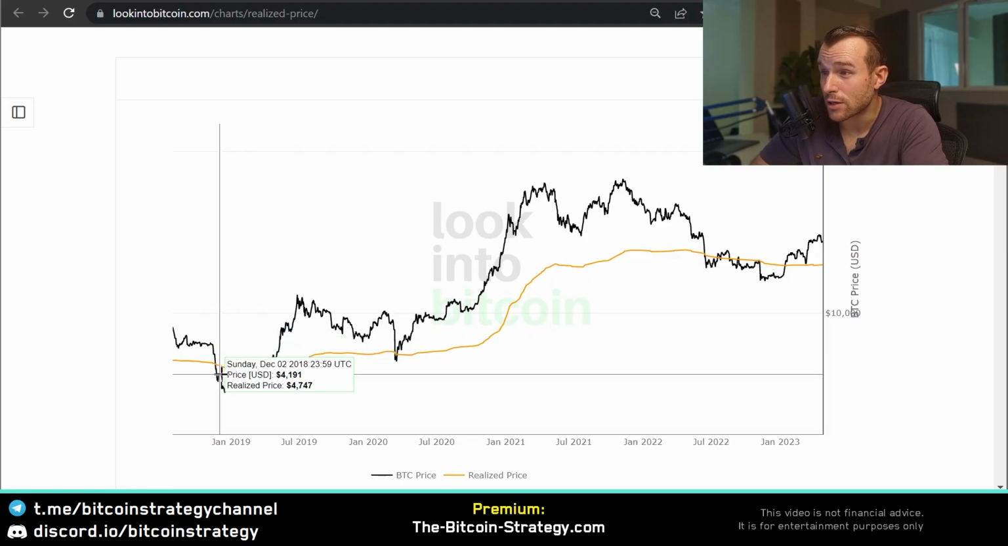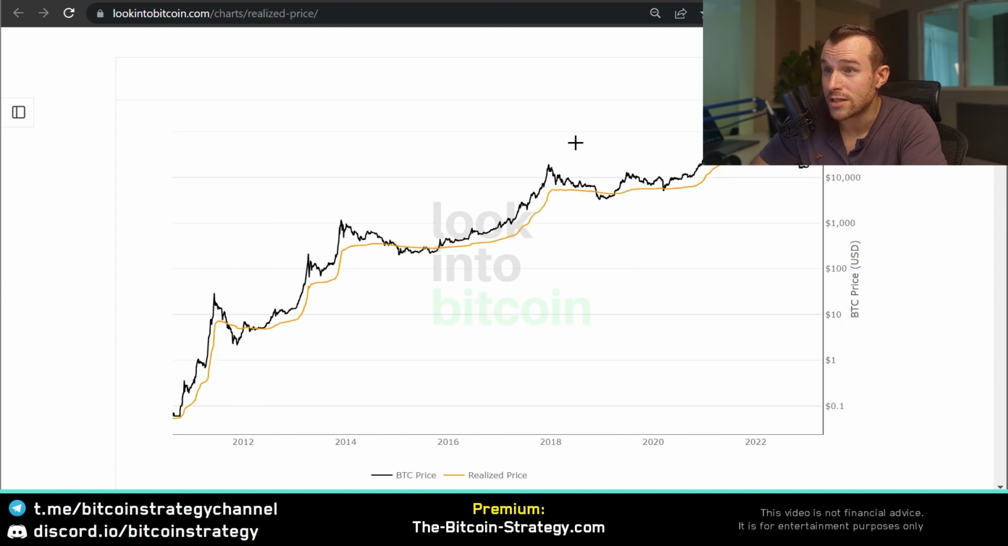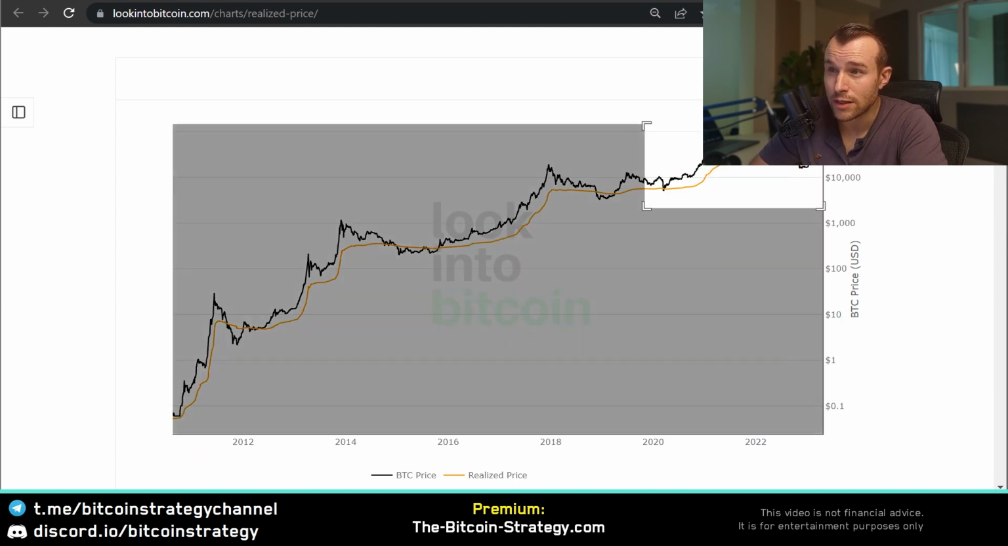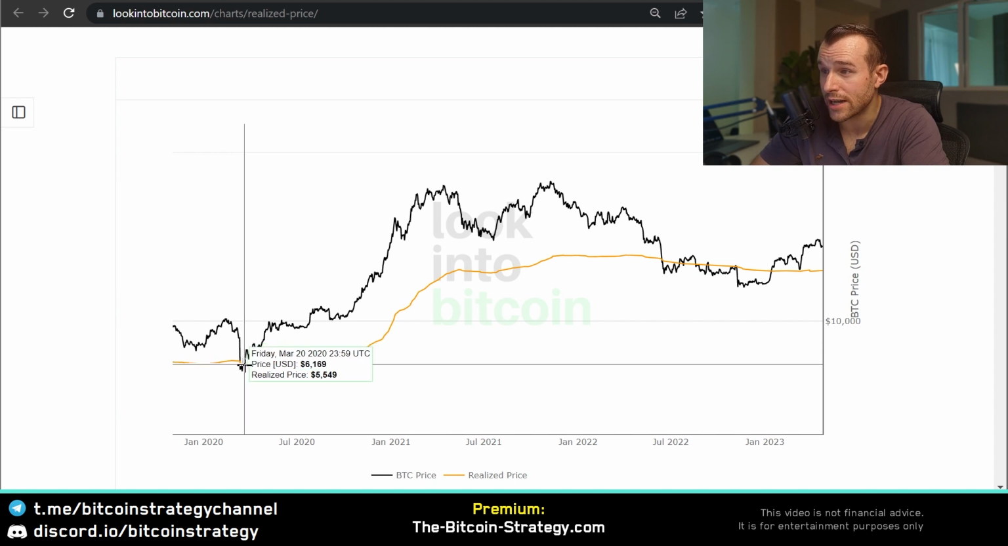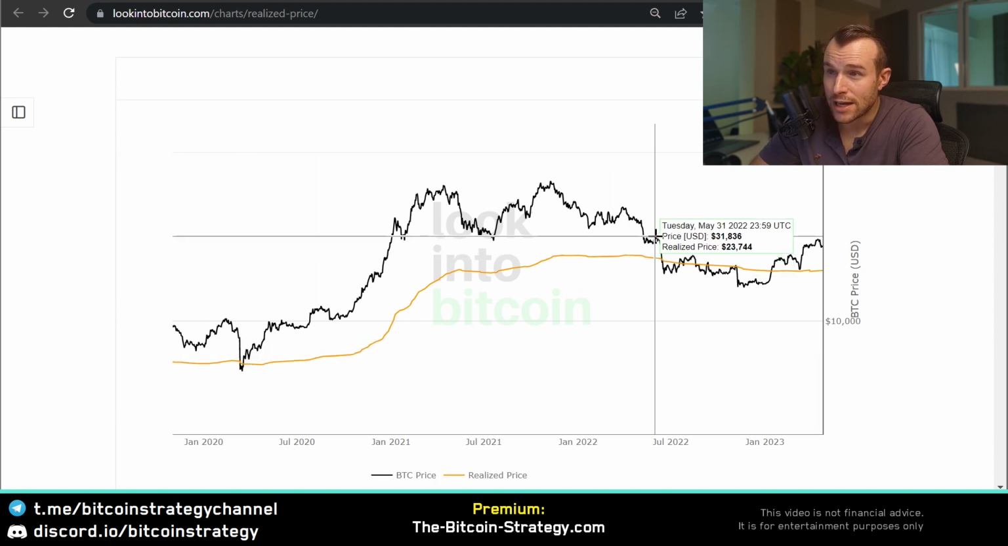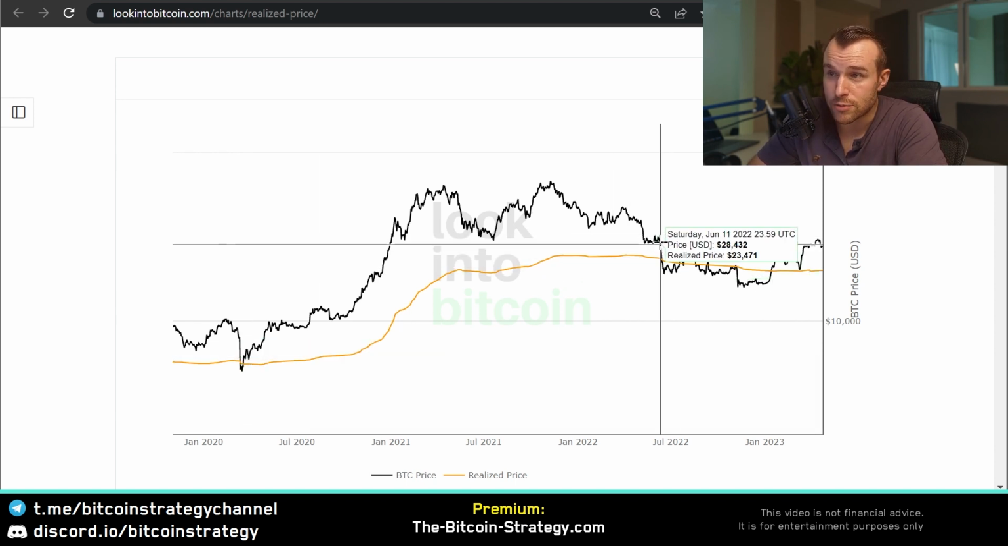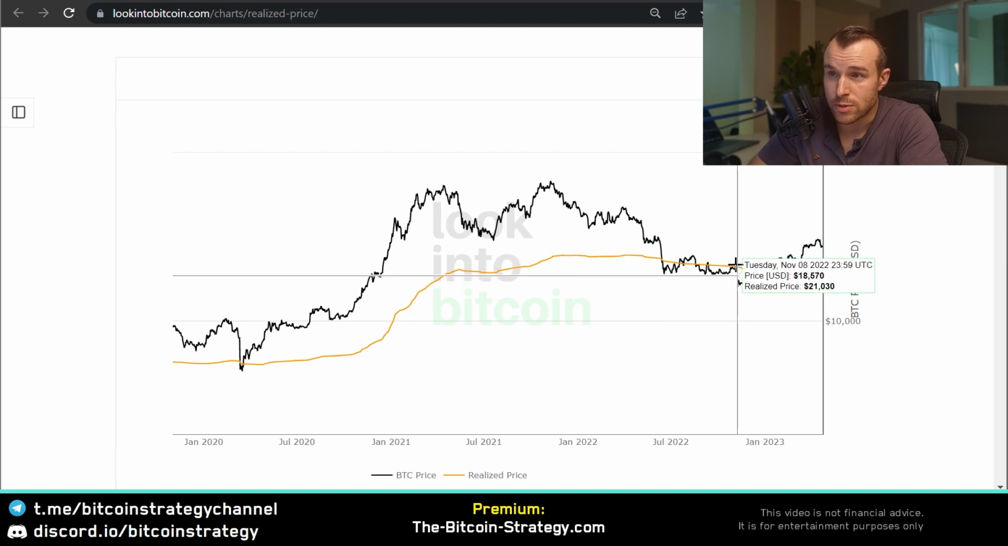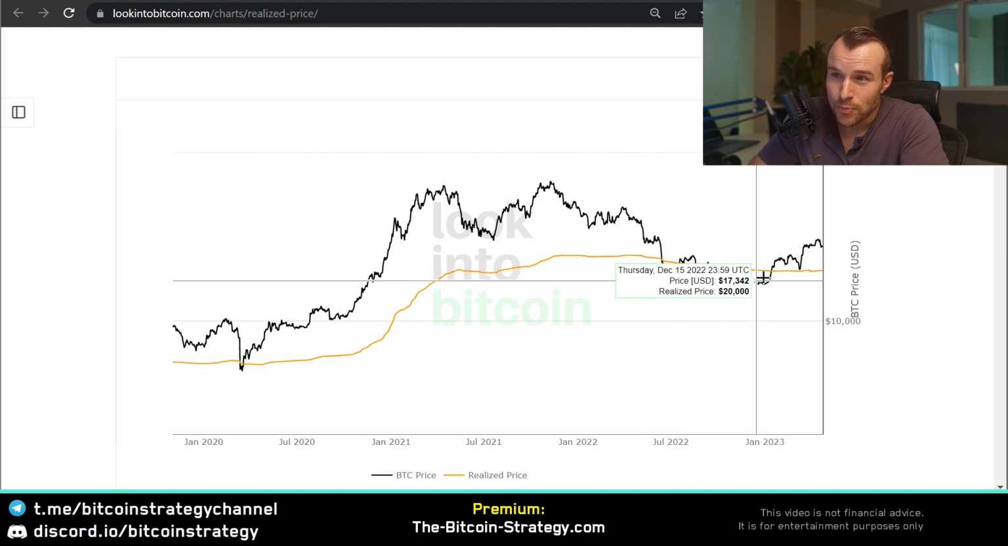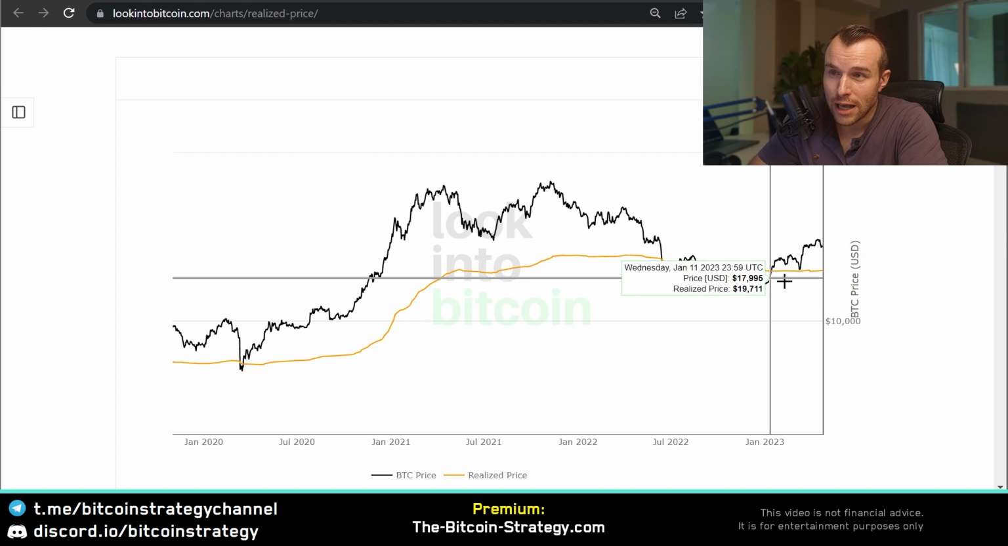So we had this after the crash in 2018, the ICO crash. Then we had this also during Corona, when we went slightly below the realized price. And then after the Terra Luna collapse, this was the Luna collapse. Then afterwards we had the FTX crash. So this is really when you want to be buying in heavily.